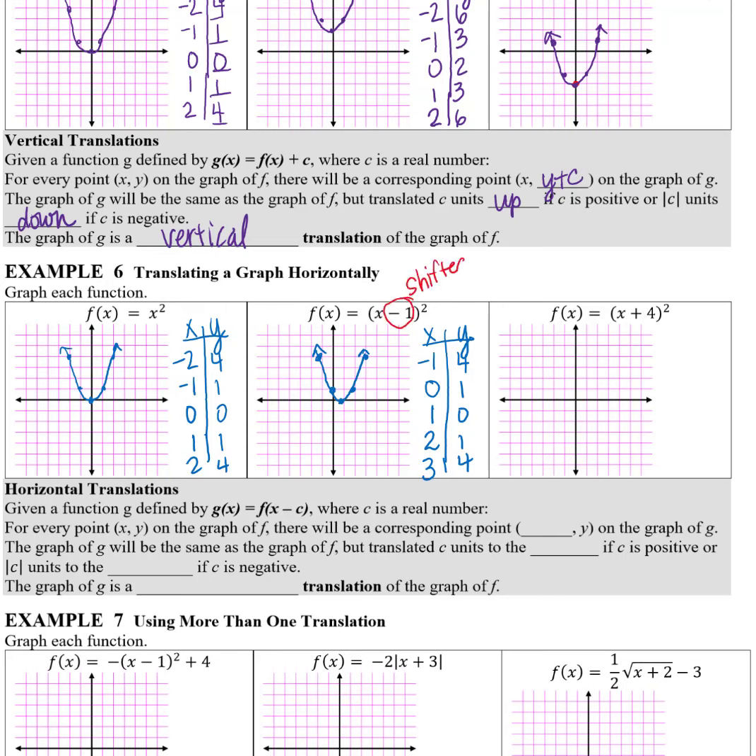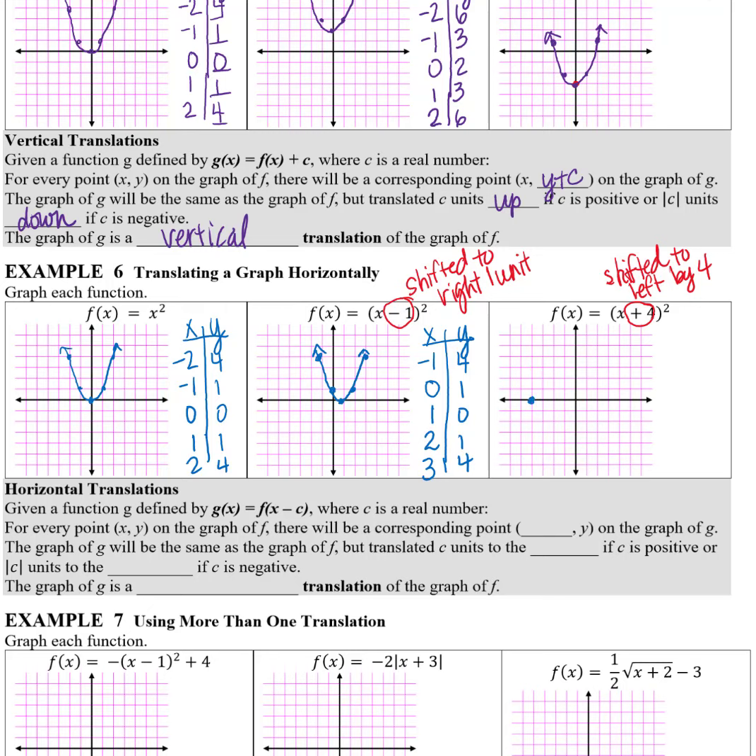So can you guess how this last one here is going to be shifted if we have x plus 4 squared? Well, then the plus 4 means it's going to be shifted in the opposite direction. It'll be shifted to the left by 4 units. So starting with the vertex, we're going to the left by 4 units. But it has the same shape.